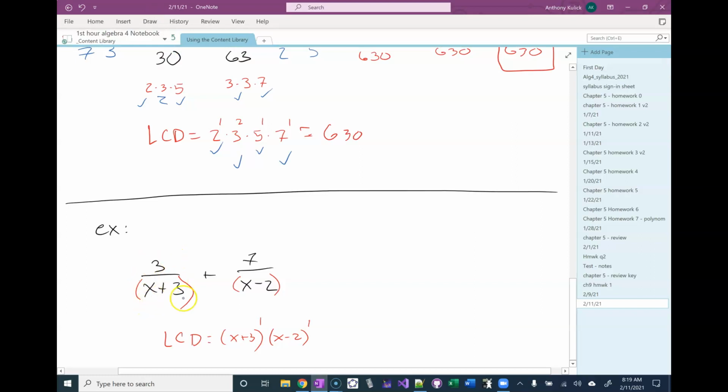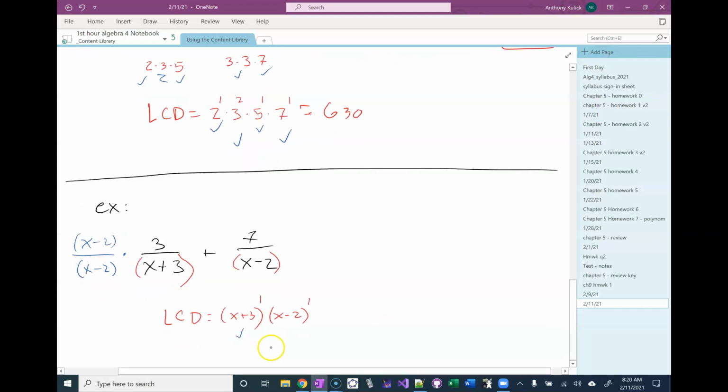So if I look at the first fraction, I have the x plus 3, but I don't have the x minus 2. So I need to multiply that to the first fraction. If I look at the second fraction, I have the x minus 2, but I don't have the x plus 3. So far, so good. Okay. Now we'll multiply.